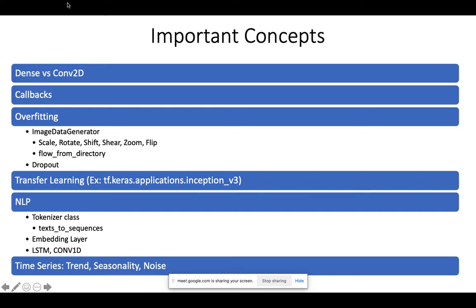And you don't even need to create the training, validation and test directories manually. There is a method called flow from directory, which will allow you to quickly create them. You also have dropout mechanisms. Both image data generator and dropout will help us avoid overfitting.